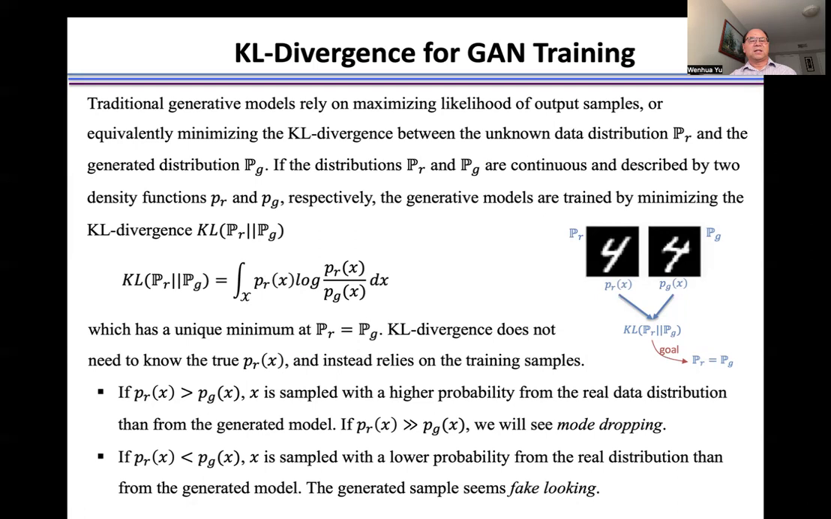KL-Divergence doesn't need to know the true distribution PR, and instead relies on the training samples. If PR is larger than PG, X is sampled with a higher probability from the real data distribution than from the generated model. If PR is much larger than PG, we will see mode dropping. If PR is smaller than PG, X is sampled with a lower probability from the real distribution than from the generated model. In this case, the generated sample seems fake looking.